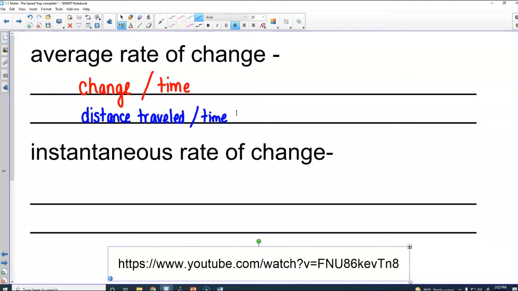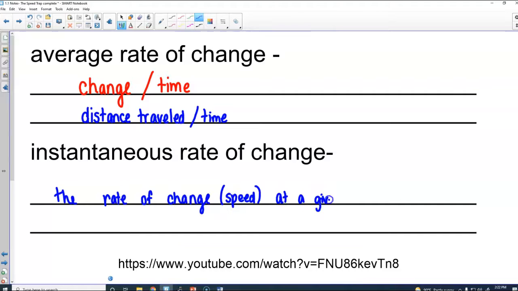So this is over a span of time, right? Instantaneous rate of change is the rate of change, or in the examples we have looked at, it's speed, but as we'll see in the future, it can be something else, at a given moment in time.